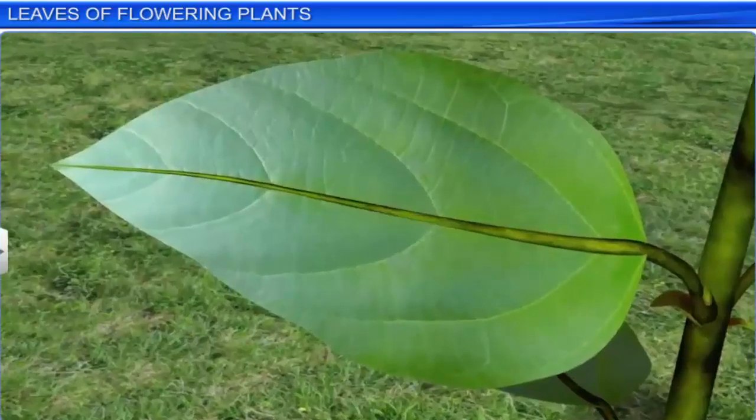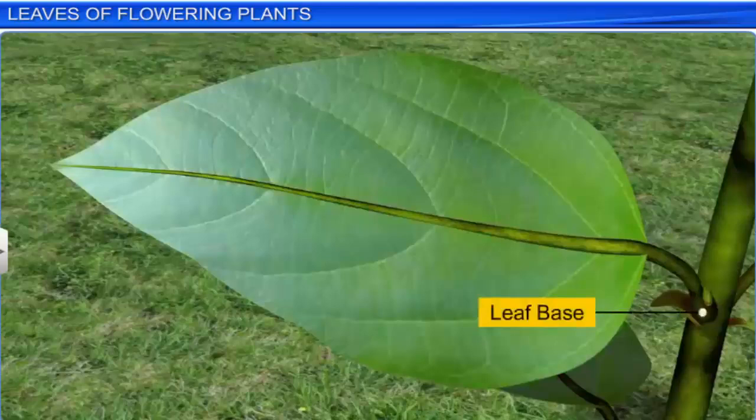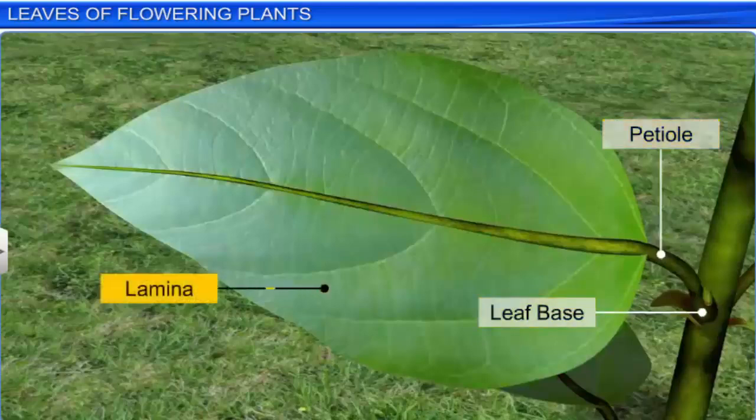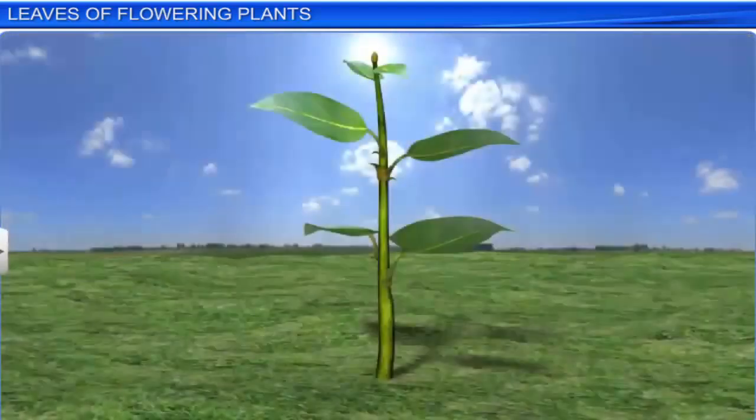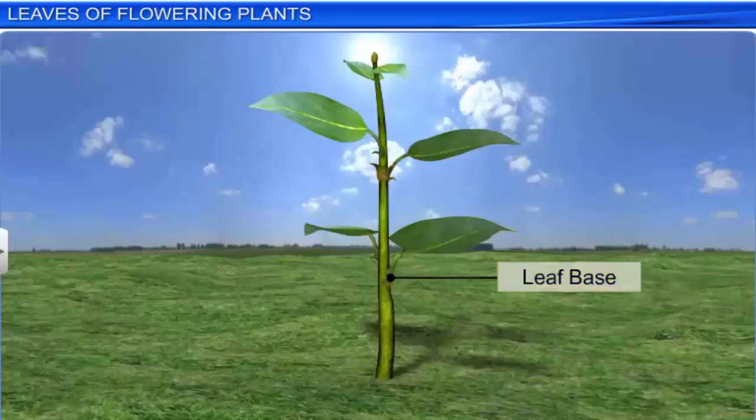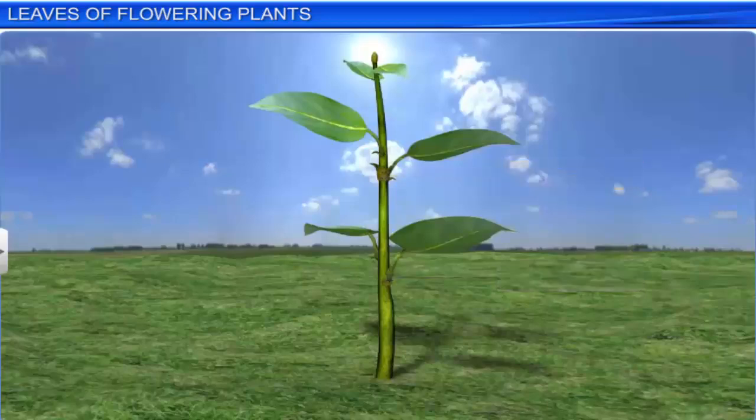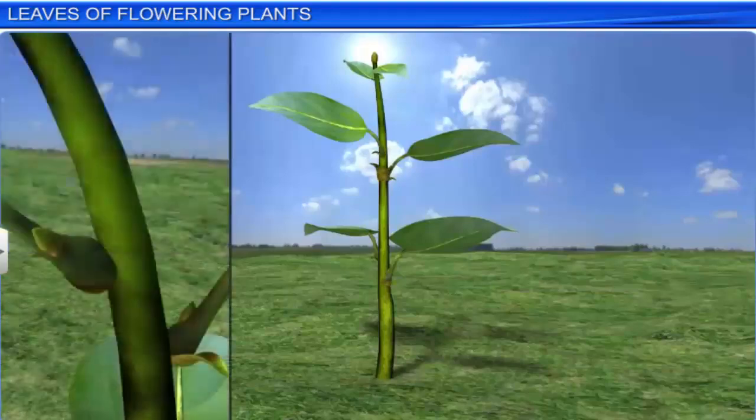A typical leaf has three main parts: leaf base, petiole, and lamina. The leaf is attached to the stem by the leaf base and may bear two lateral, small leaf-like structures called stipules. In some leguminous plants, the base of the leaf may get swollen, which is known as pulvinus.